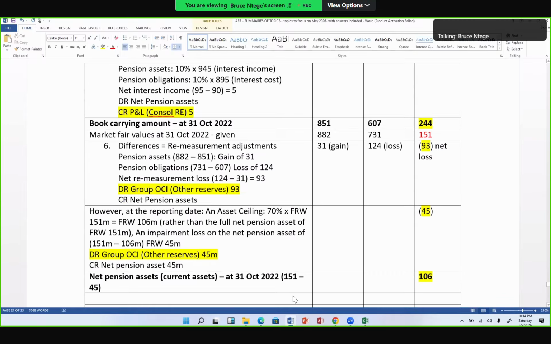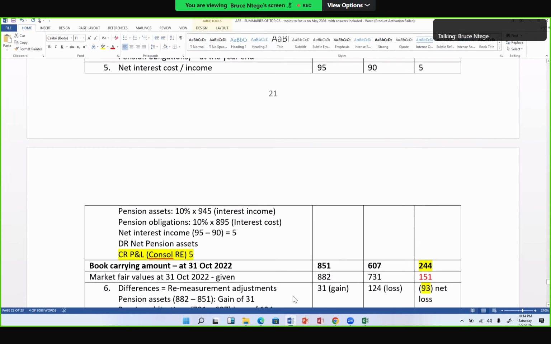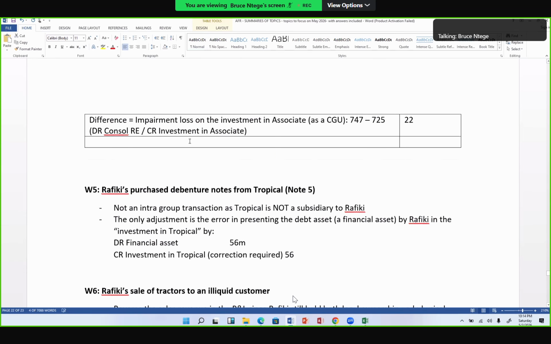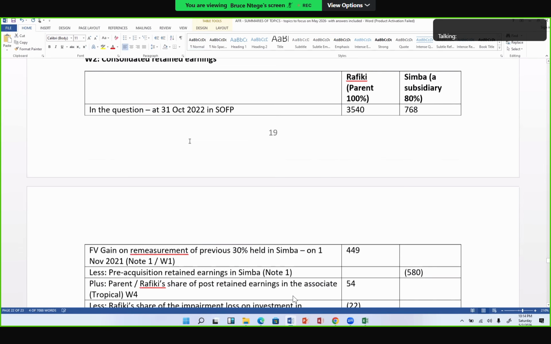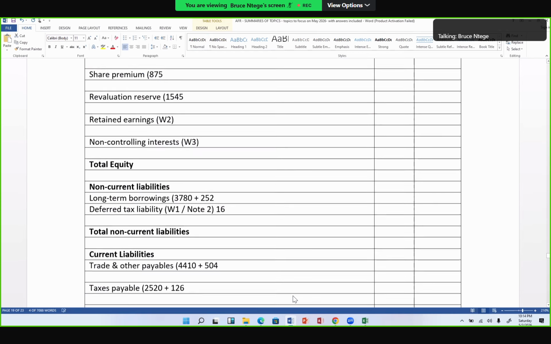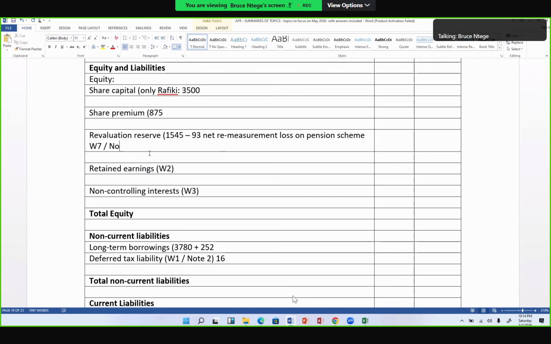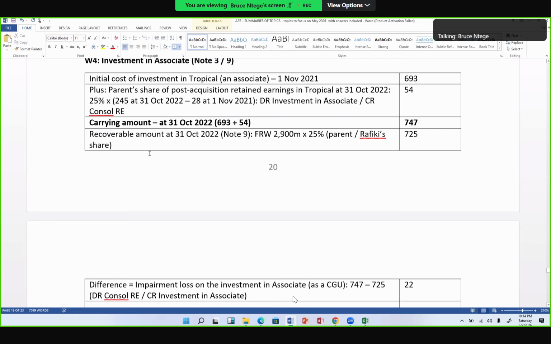Which is the net remeasurement loss on the pension scheme, in working 7, stroke note 7. So the debit is a minus, it reduces the reserves. That one we've also posted, because we had not posted that corresponding entry.